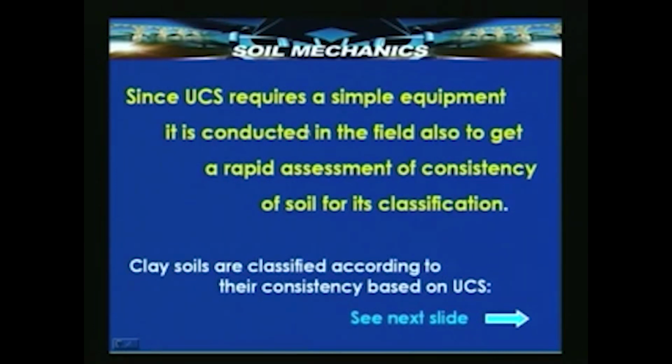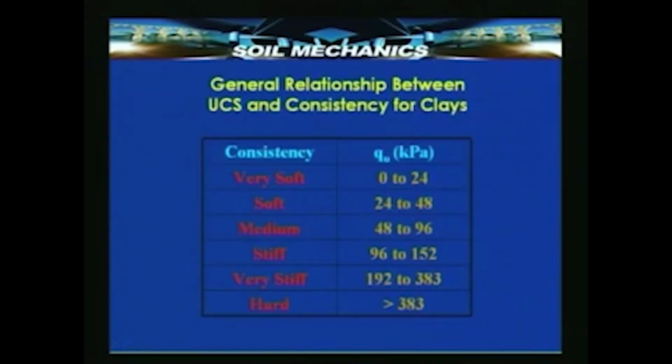Now, UCS requires a simple equipment. It is conducted in the field, and it is a method for rapid assessment of consistency of soil for its classification. Clay soils are classified according to their consistency based on the value of unconfined compressive strength as shown in this slide. Depending upon the value of undrained cohesion or the compressive strength Qu, the consistency of a sample is defined like this.